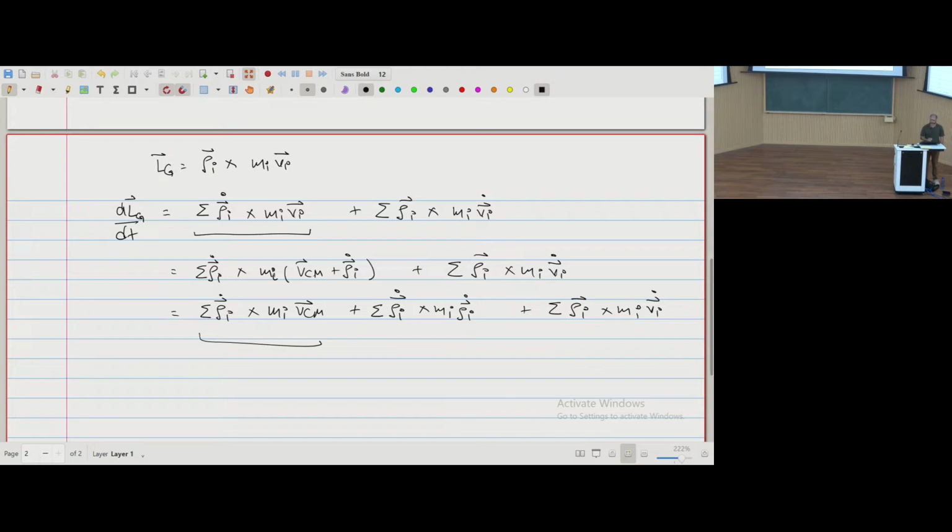Can we see that the first term here is 0? We just discussed that, except that you have d by dt as well, because we saw that summation m_i rho_i is 0. So d by dt of summation m_i rho_i will also be 0. Right?